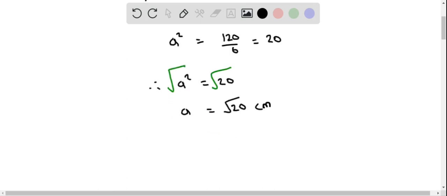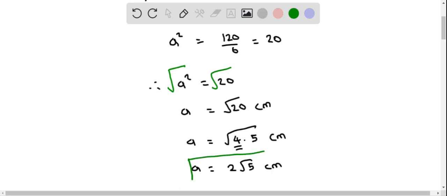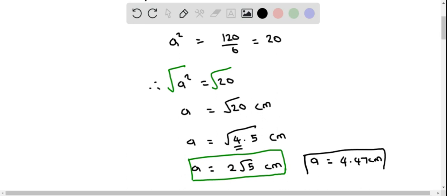We can give this in simple form. So a equals square root of 20. We write this as a product with a perfect square. 4 is a perfect square, and we can take the square root of 4, which is 2. So this is 2 root 5 centimeters. So this is the exact value of the length of one of the edges of the cube. Otherwise, we give its decimal approximation. This is approximately equal to 4.47 centimeters, rounded to two decimal places. So either it is 2 root 5 centimeters or 4.47 centimeters.